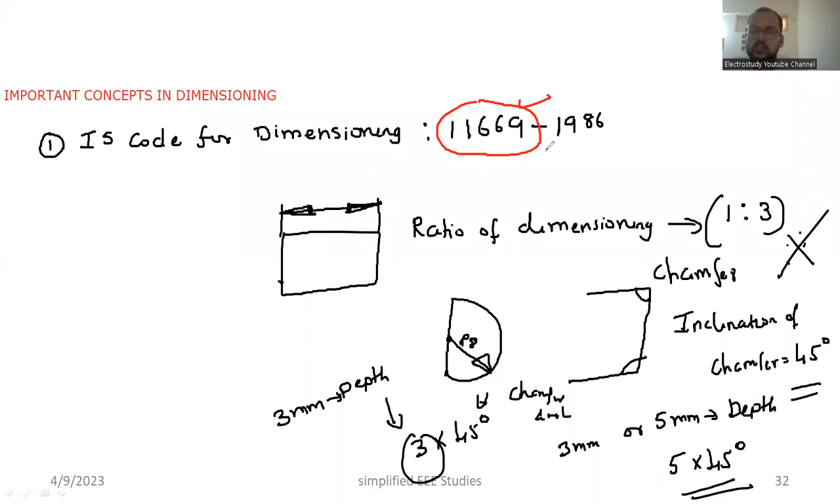I have just discussed a few important facts which can be remembered for the competitive examination. I'll be coming up with other important points to remember for the examination in the next session.